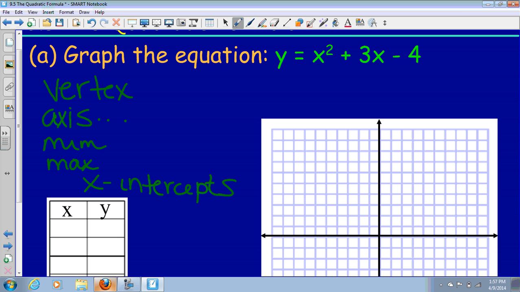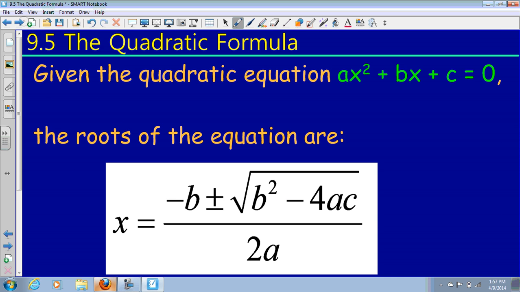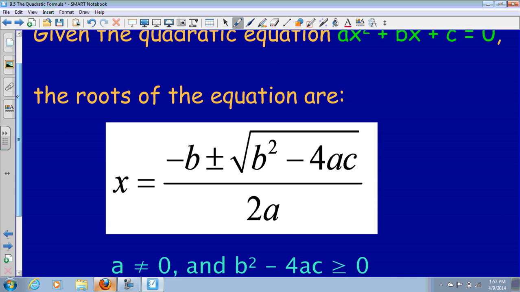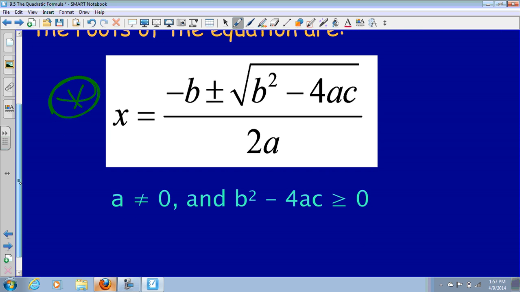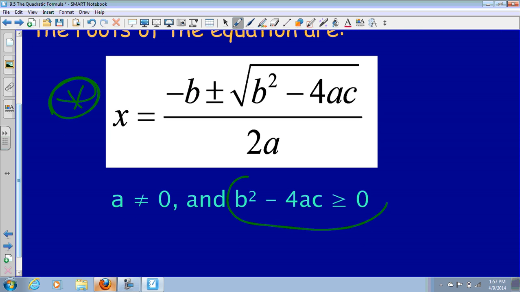Okay, so we could go through the processes of graphing this. Think to yourself, a review. Or I can show you the handy-dandy quadratic formula. The quadratic formula is something you're going to want to know: the opposite of b plus or minus the square root of b squared minus 4ac all over 2a. Eventually it will roll off your tongue that quickly. When a does not equal 0, and this is greater than or equal to 0. We'll talk later about the discriminant.